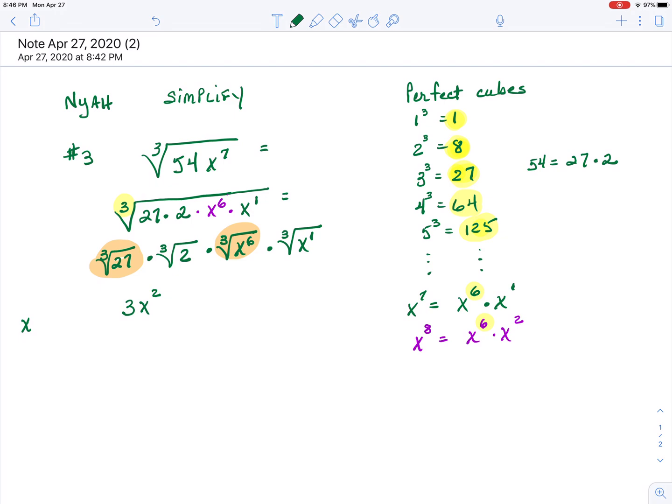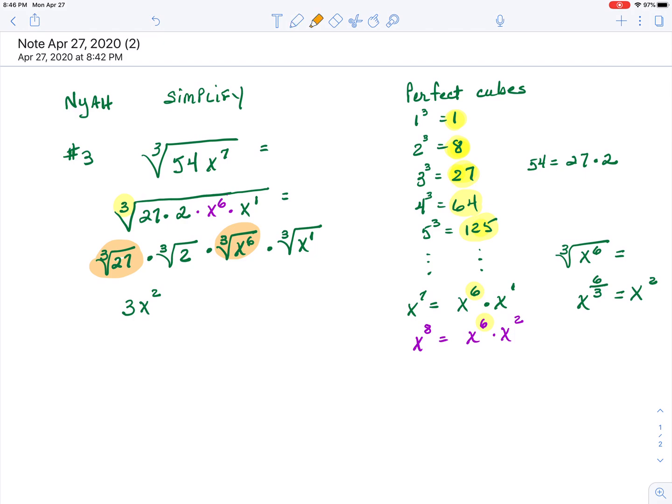Remember that, let me come over here and write it. This cube root of x to the 6th can be written as x to the 6th divided by 3, which of course is x squared.